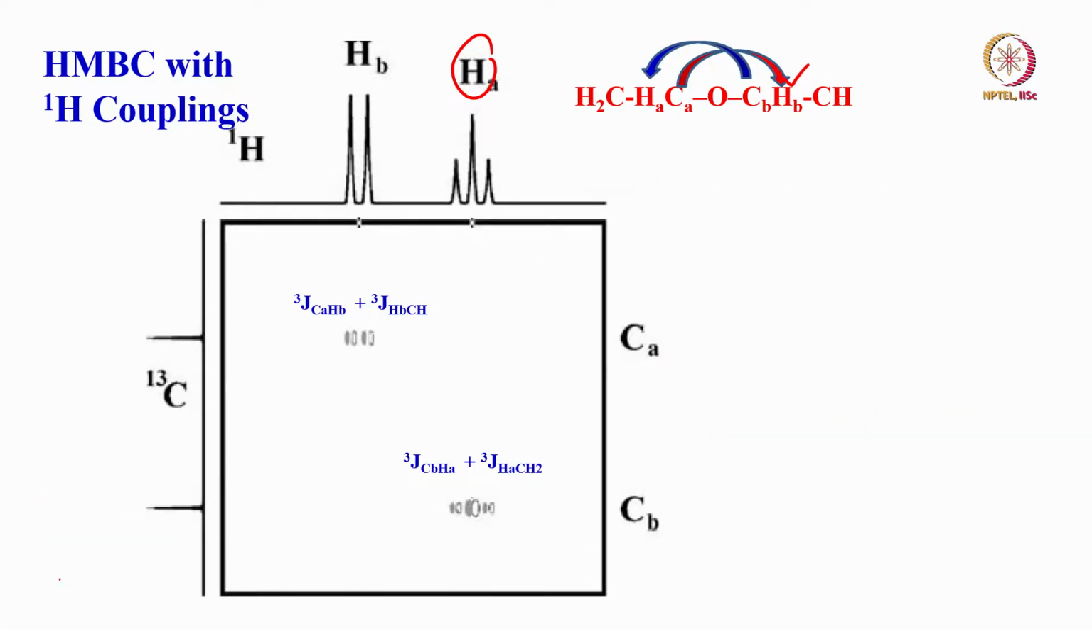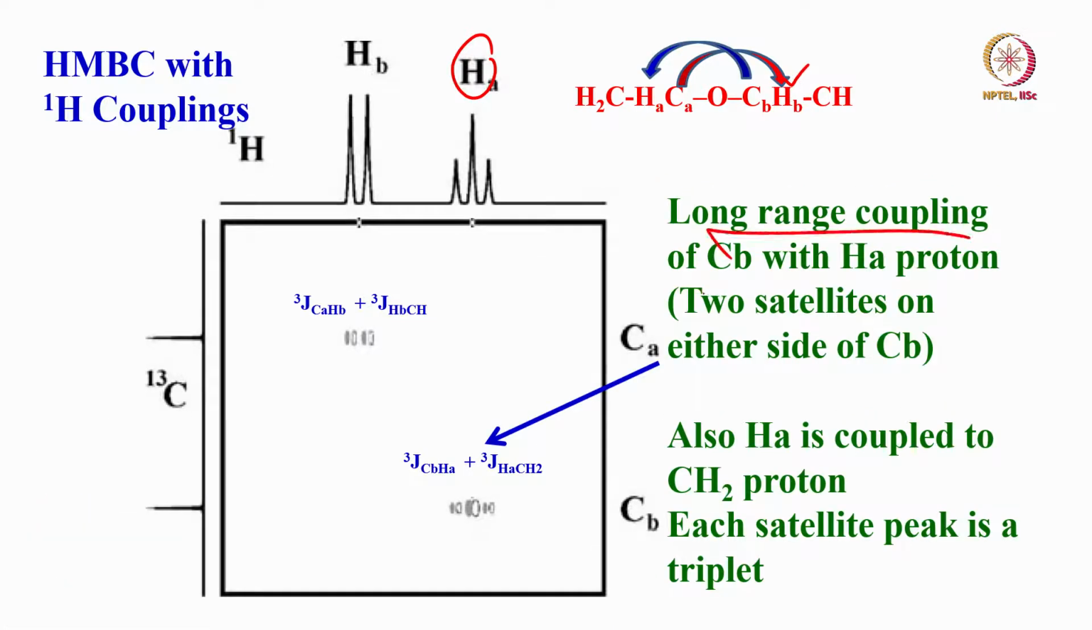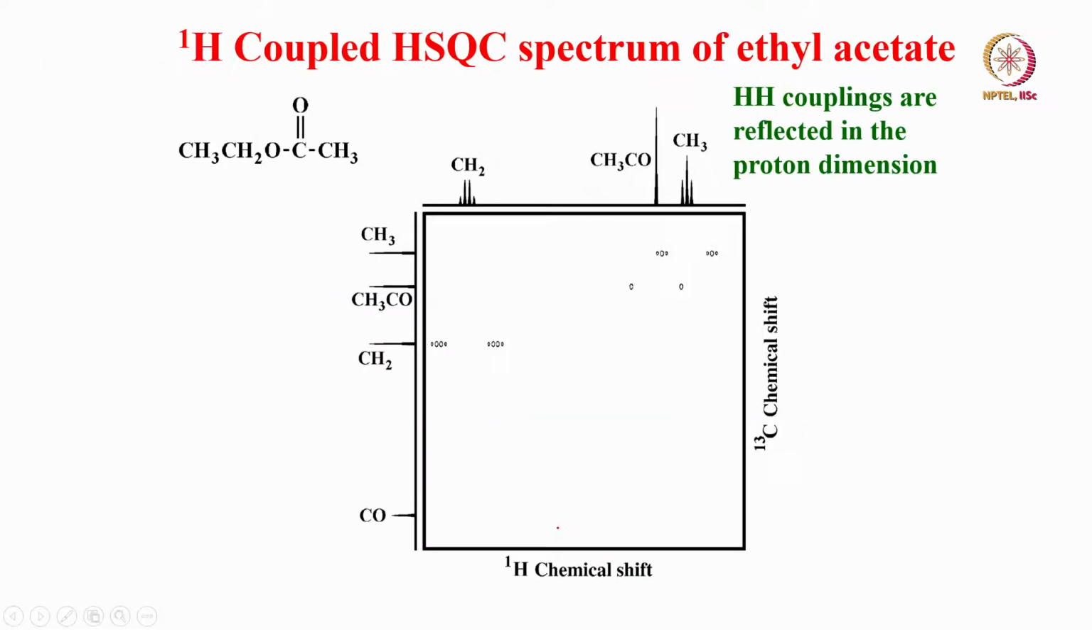Now for this one, long range correlation of carbon B with proton HA, 2 satellites on either side because of CB, and then each of them is a triplet because of coupling with the CH2 proton. This is the way you have to understand. Now a simple interpretation of a spectrum like this, you can take the proton coupled HSQC spectrum of ethyl acetate.